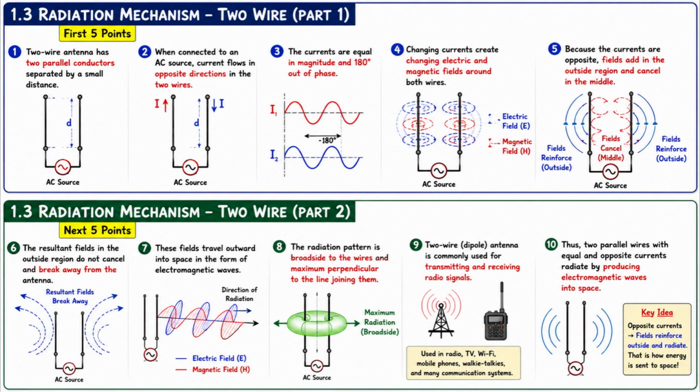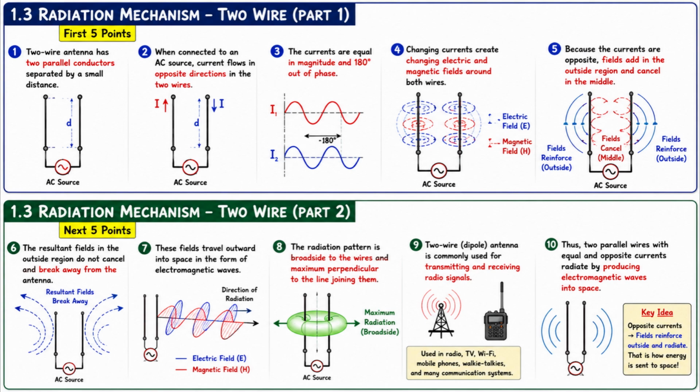Second point: current flows forward in one wire and returns through the other wire. Since the currents are in opposite directions, the fields around both wires interact.